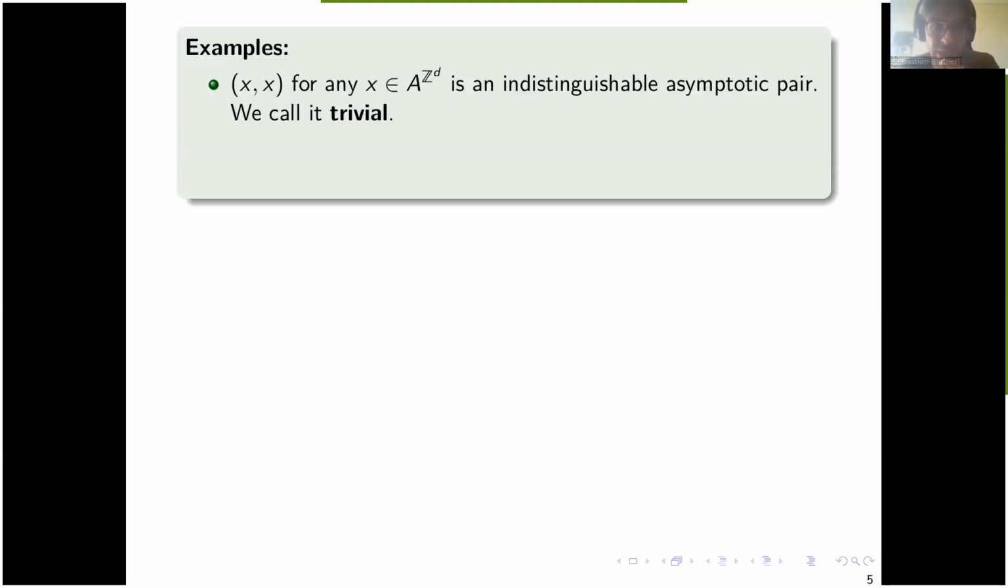But let me just tell you some very, very simple, trivial examples. If I take the trivial asymptotic pair where the difference set is empty, so X, X for any configuration, well, this is by definition an indistinguishable asymptotic pair. It's extremely boring, right? I see exactly the same in both of them. So of course it's indistinguishable, and I'm going to call these trivial pairs. Okay, not very interesting, but okay, so it's life.